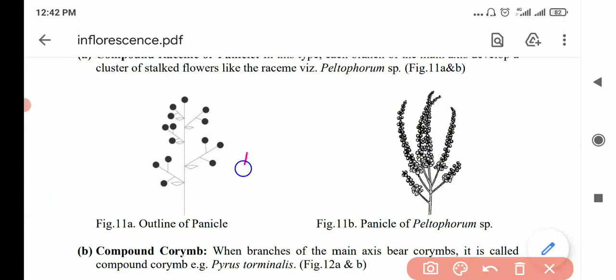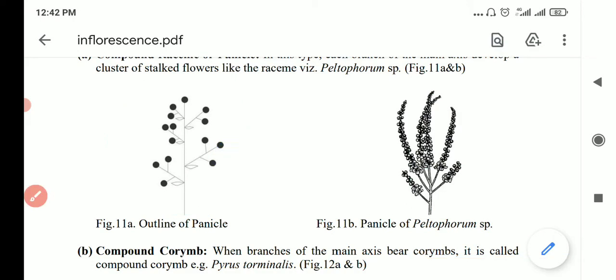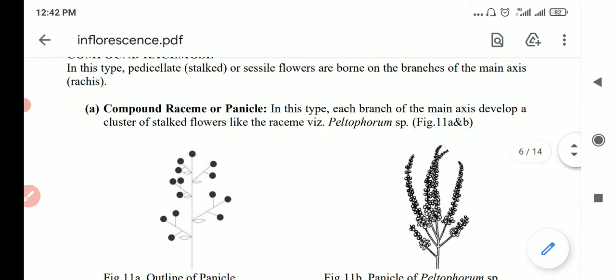Now when you draw this one, the simple one, you just give a dot for the flower and you just give the outline. Easy for you, no? So I think it's fine, no?